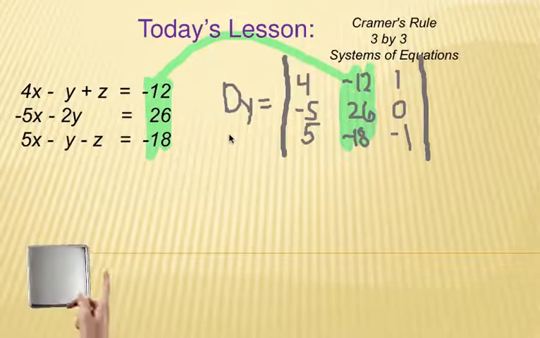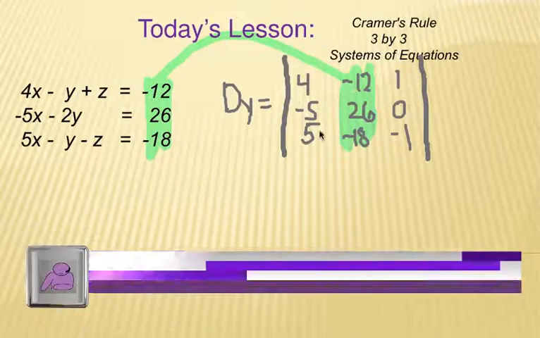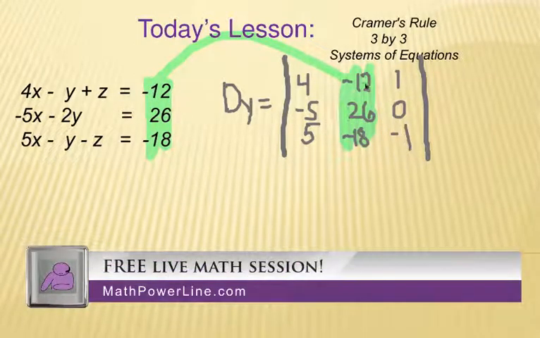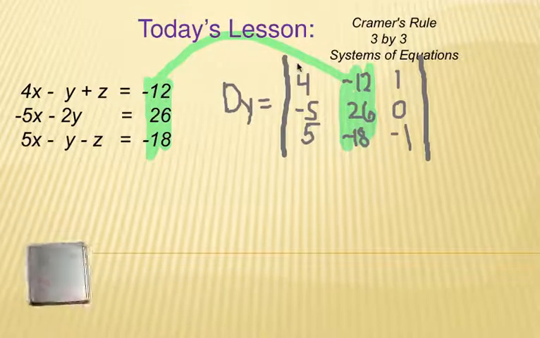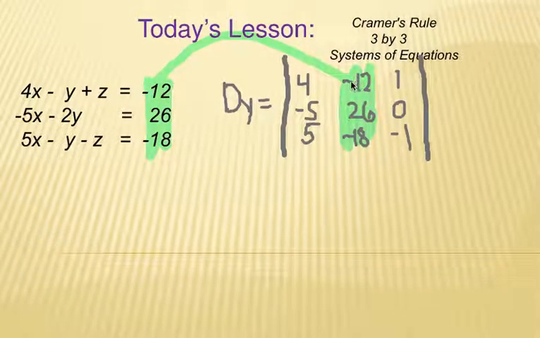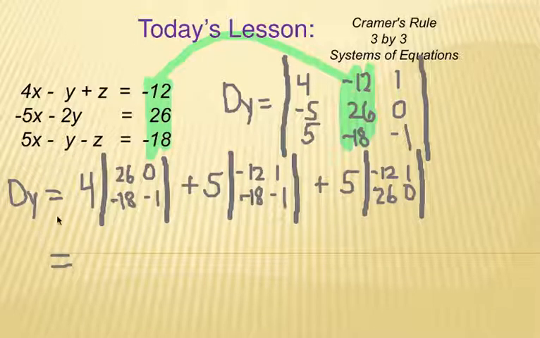The determinant of the y's is going to be the x coefficients and the z coefficients, but the y coefficients are replaced by these constant numbers. Okay? So we're going to have this +4. Remember to focus on that first column there. Take the +4 and multiply it by the determinant of the remaining 2x2, which is these right here.